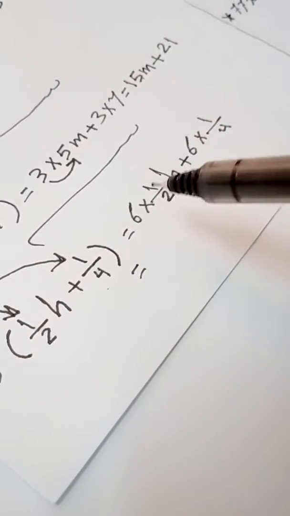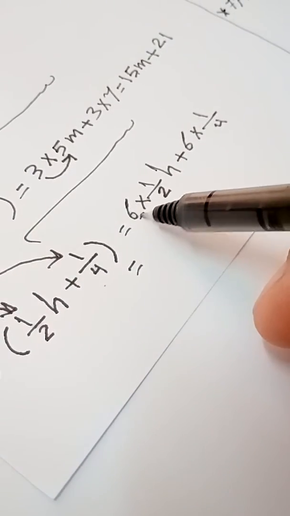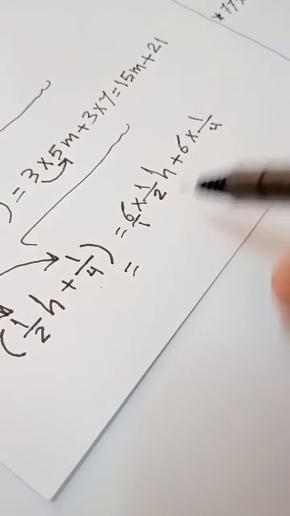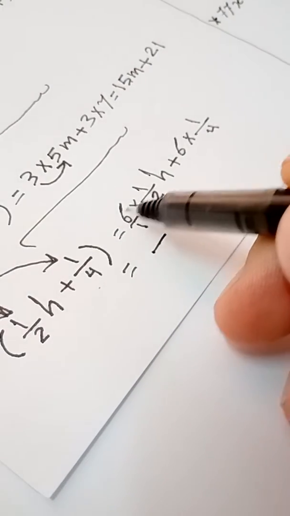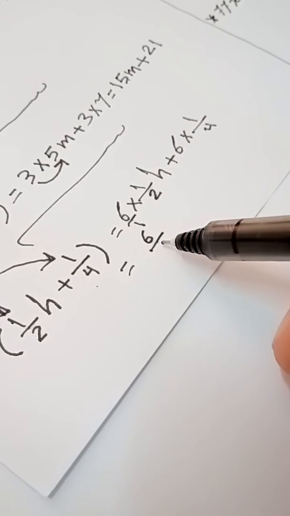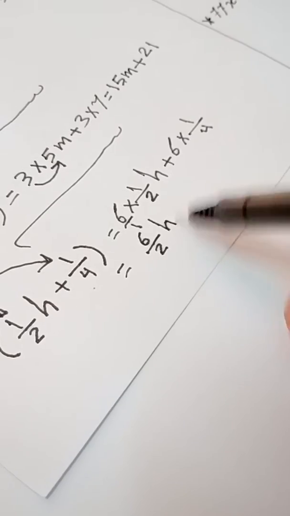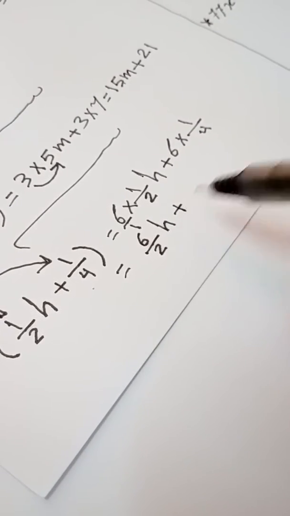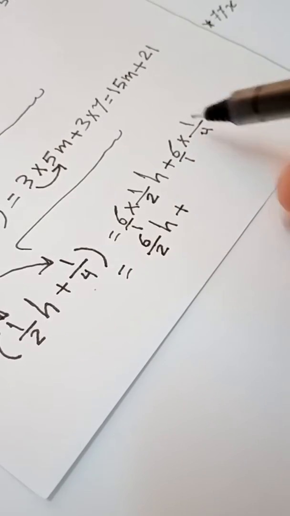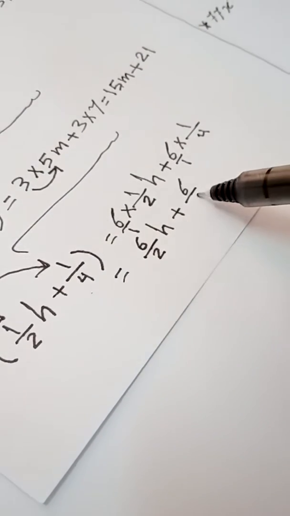How to multiply a number by a fraction: put here denominator 1, then multiply numerator with numerator and denominator with denominator. So I can write 6 multiplied by 1 will be 6, 1 multiplied by 2 will be 2, h, plus the same idea here. Put here 1. 6 multiplied by 1 will be 6, and 1 multiplied by 4 will be 4.